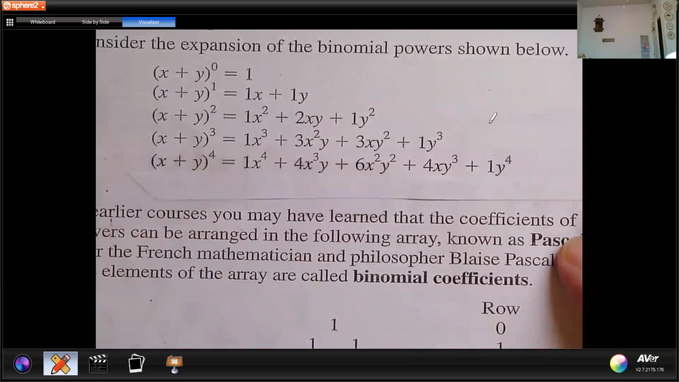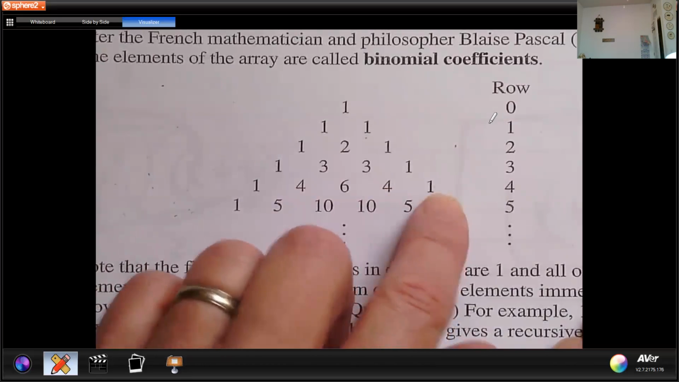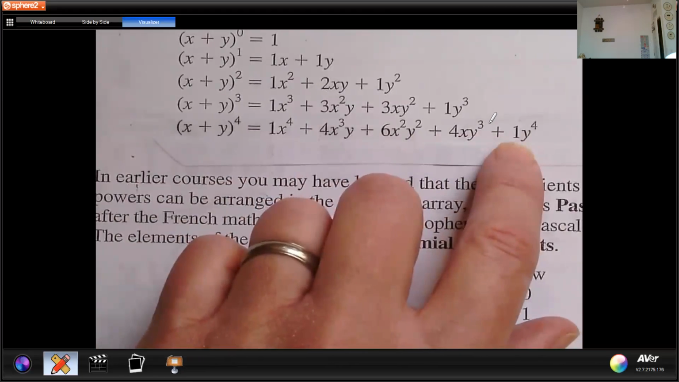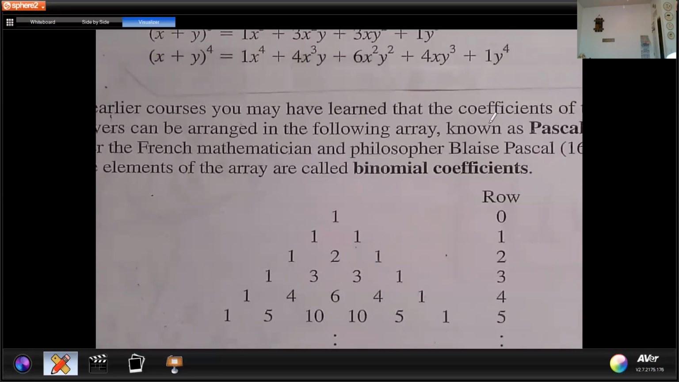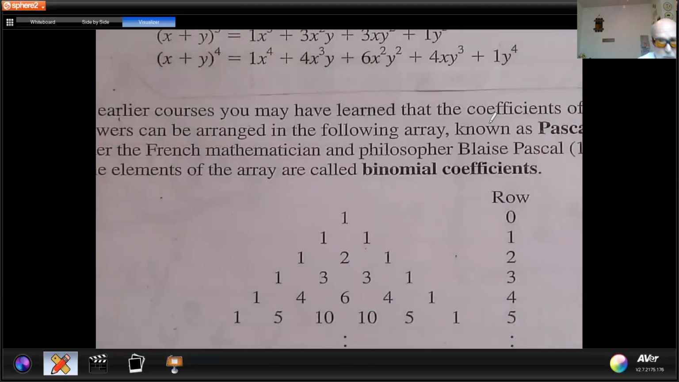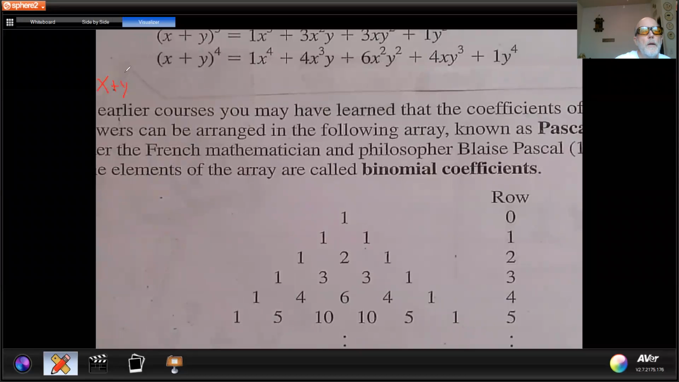And then these values that we had down here, 1, 4, 6, 4, 1, hey, that's what this is. All right. Well, let's see if we can do x plus y to the 5th. So what if I wanted x plus y to the 5th? That's what I want.